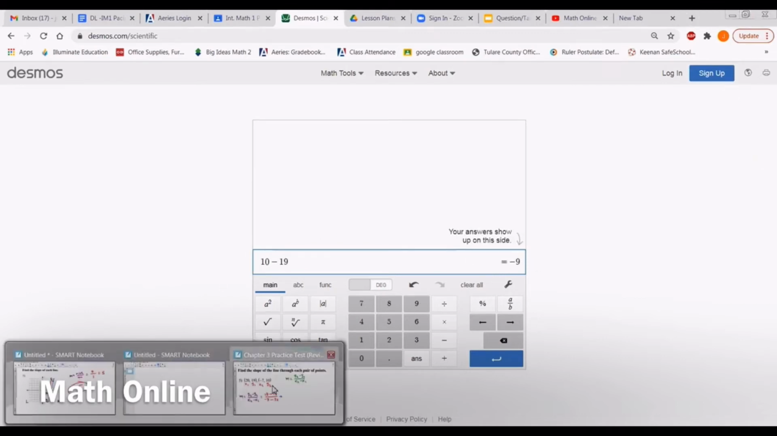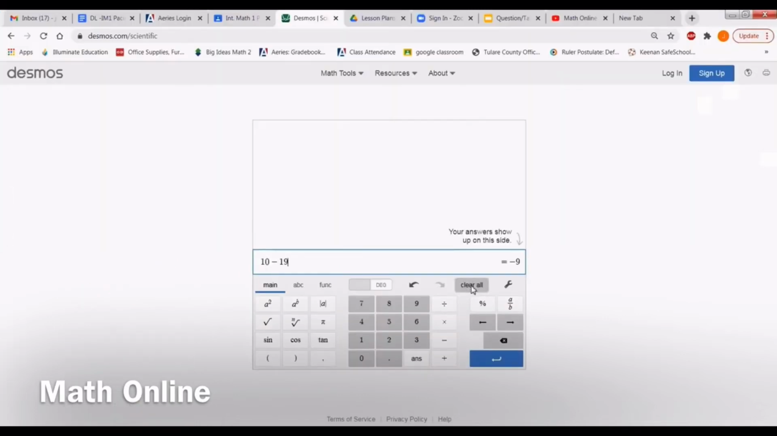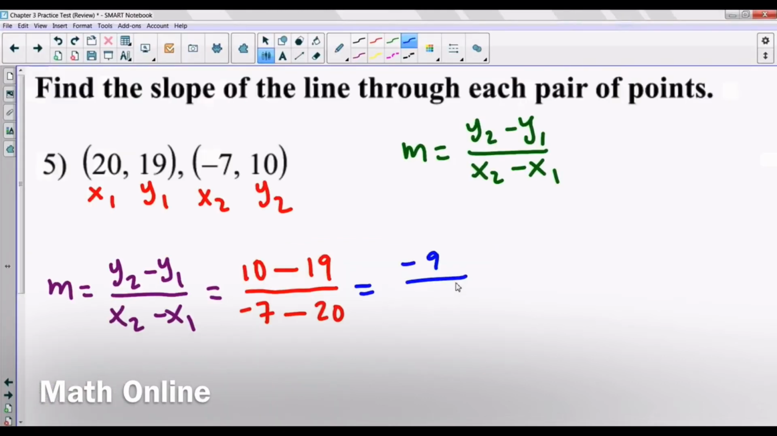So let's go back here, and we'll say, all right, this simplified version is -9 over, and then we have -7 minus 20. So you would go back to the calculator and clear the screen, of course, and you'll say, what was it? -7 minus 20. I think that's what the denominator had. And you get -27. Okay, so you would go back to your piece of paper, and you would write -27. Now, hopefully by now, all of us know that a negative over a negative is just a positive number. So we get 9 over 27.